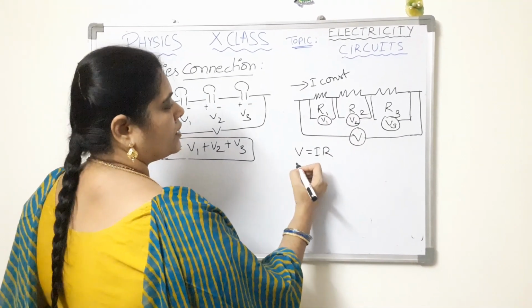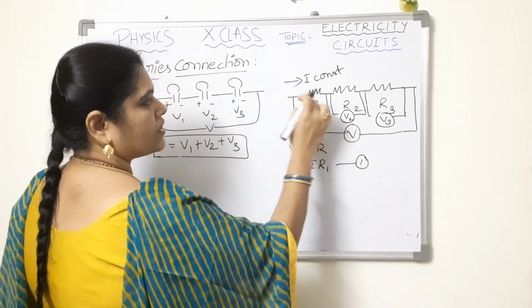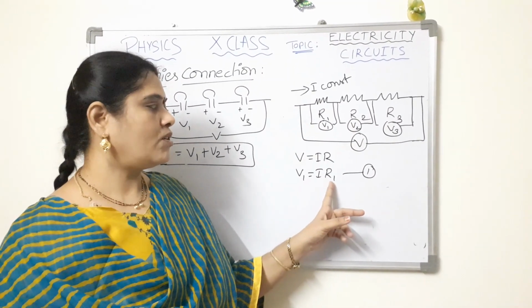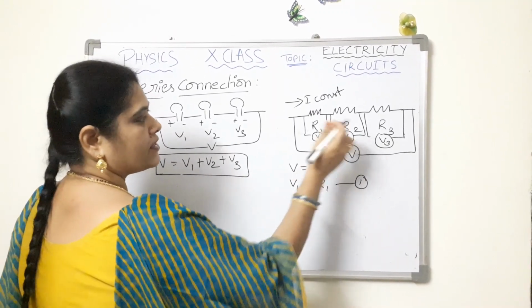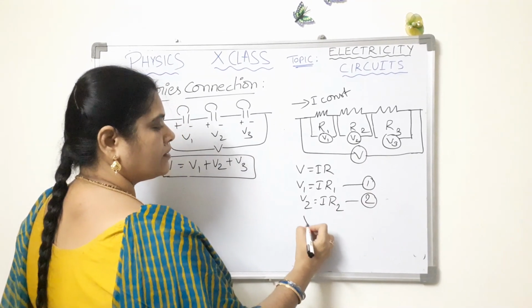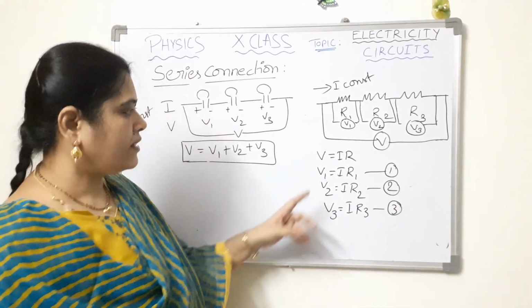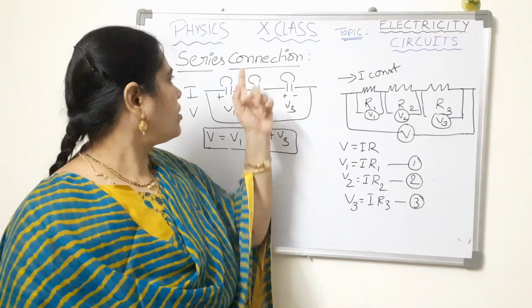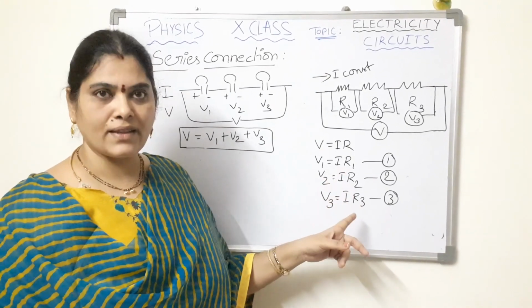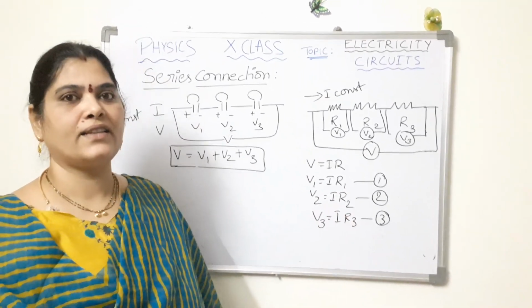Substituting for V1, here it is IR1. This is the first equation for this resistance. The potential difference across this resistance is V1 is equal to IR1. And for this it is V2. V2 is equal to IR2. It is the second one. In a similar manner, what about V3? V3 is equal to IR3. I think you all observed that here I is constant. We all know that in series connection I is constant. So we are not naming it as I1, I2 or I3. Simply V1 is equal to IR1, V2 is equal to IR2, V3 is equal to IR3.